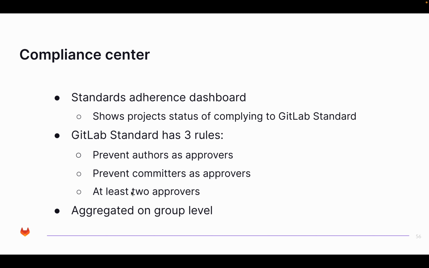Then we have the Compliance Center. The Compliance Center is an overview on instance level or on group level that shows all projects that adhere to the GitLab compliance standard. GitLab defined a standard with 3 rules, namely prevent authors as approvers, prevent committers as approvers, and have at least 2 approvers.